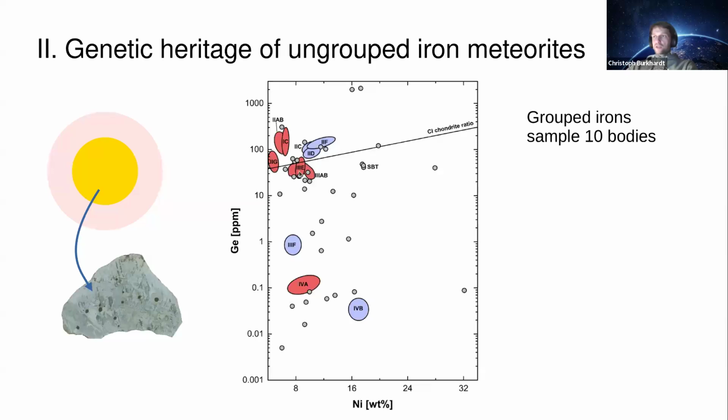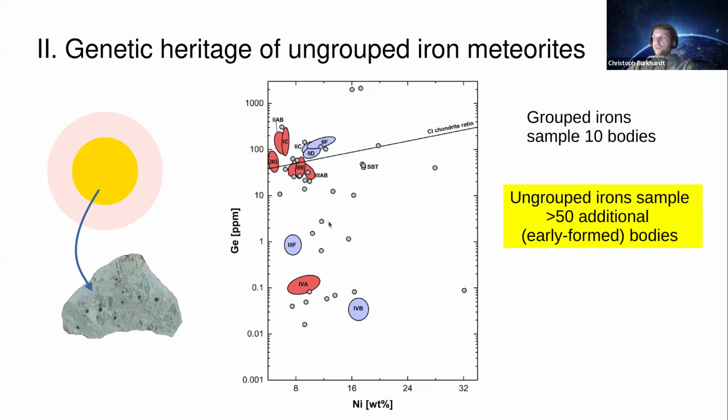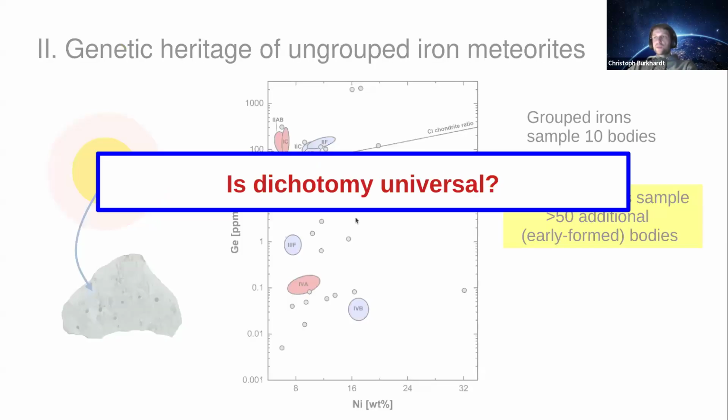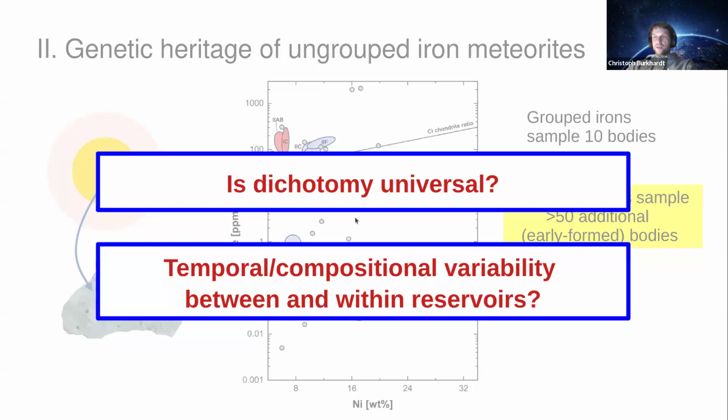And they are color-coded in blue and red. So blue again is the CC bodies and red is the NC bodies. But it's just 10 bodies. So there's a whole bunch of ungrouped iron meteorites, which might sample up to 50 additional early formed bodies where we don't have genetic information. So if we investigate that, we can ask questions like, is the dichotomy really universal? And we might be able to infer temporal or compositional variability between and within NC and CC reservoirs.